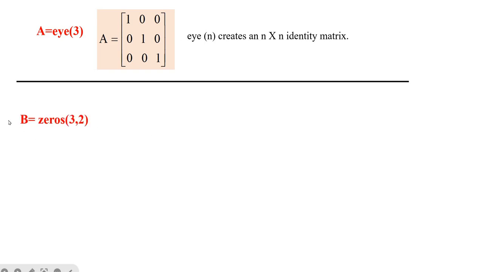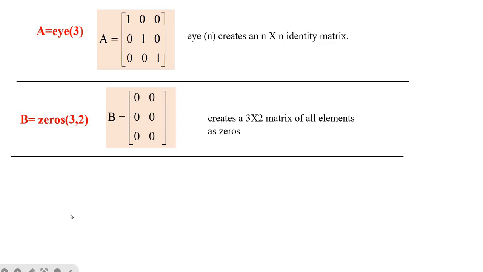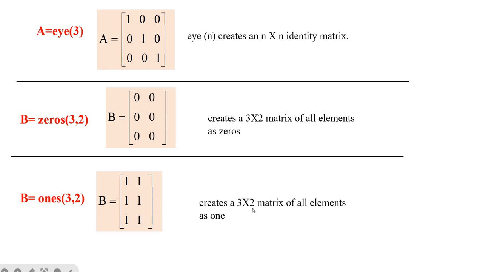Then we have the zeros matrix. B is equal to zeros of 3 comma 2. This we will write in our editor window. So here zeros 3 comma 2 will generate a matrix which has 3 rows and 2 columns. So it has created a matrix of order 3 cross 2. Next you have again B is equal to ones of 3 comma 2. It will create a matrix with 3 rows and 2 columns, and all the elements of this matrix are 1. So a 3 cross 2 matrix.